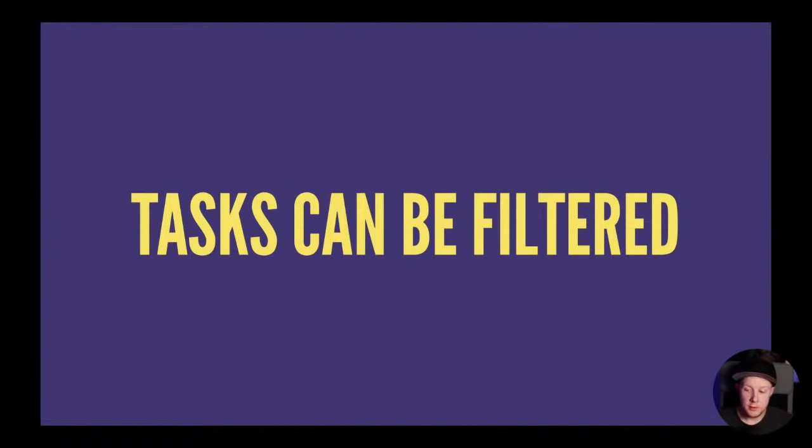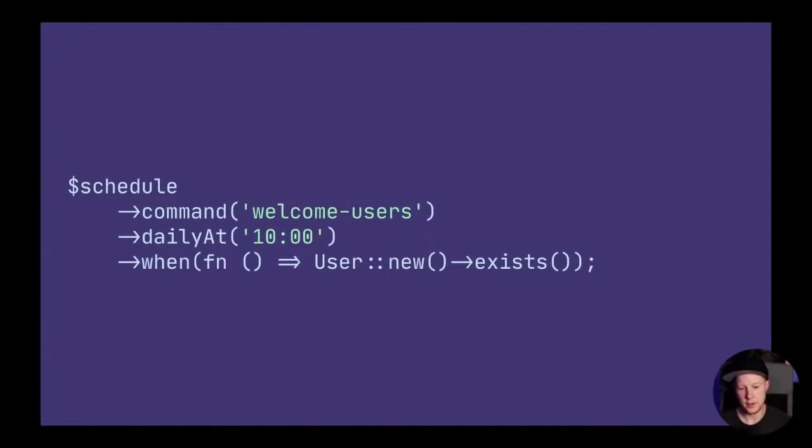Tasks can be filtered, which means that they should run on a given schedule unless some condition evaluates true. Take a look at this entry, for example. We want to welcome our users every day at 10 a.m. when we have new users to notify. If that user new exists query returns false, the scheduled command will be skipped until the next time it's due to run. So today at 10 a.m., if there are no new users, we'll do nothing. We'll move on to the next task. And then tomorrow at 10 a.m., we'll try again.